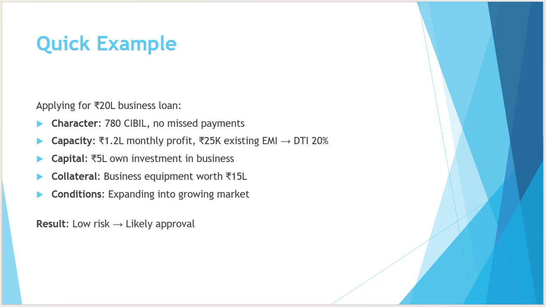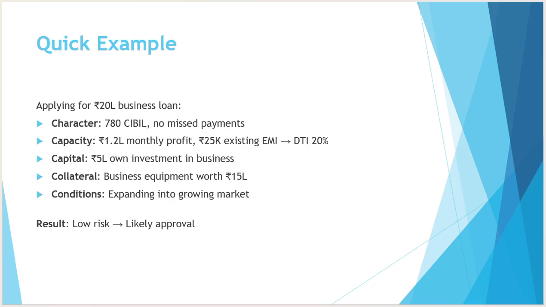Then the capacity. The monthly profit of yours is 1.2 lakhs, which is good, and 25K existing EMI with DTI of 20%. That is the capacity: how much you can pay monthly, your overall cost, and if any uncertain or emergency event happens, how much you will pay in that condition. That will be calculated in the capacity part.